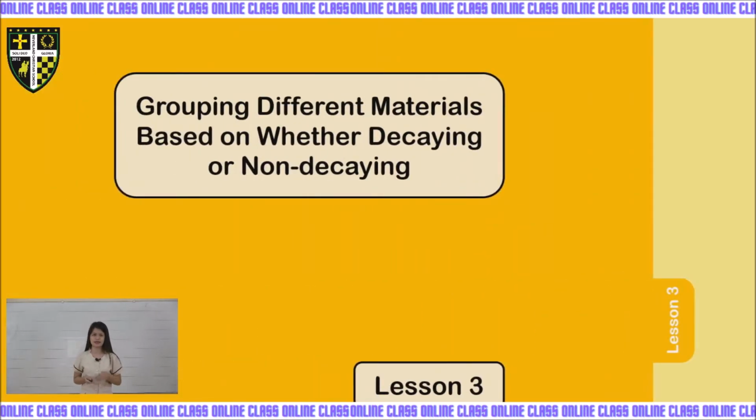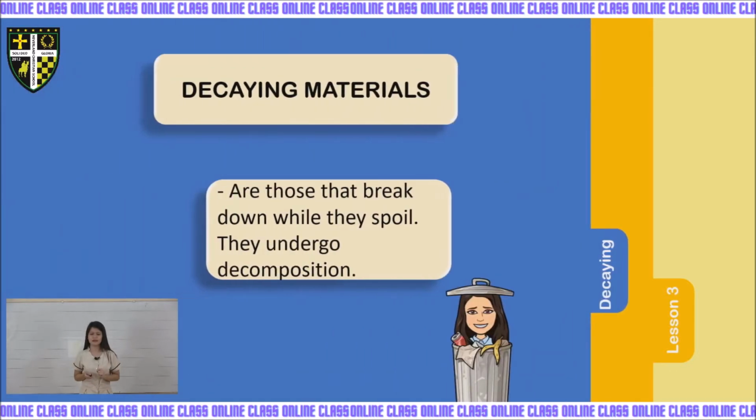Grouping of different materials based on whether decaying or non-decaying. Okay, this will be lesson 3. What do we mean by decaying materials? When we say decaying materials, those are materials that break down and spoil. They undergo decomposition. Decaying materials are also known as biodegradable materials or objects.